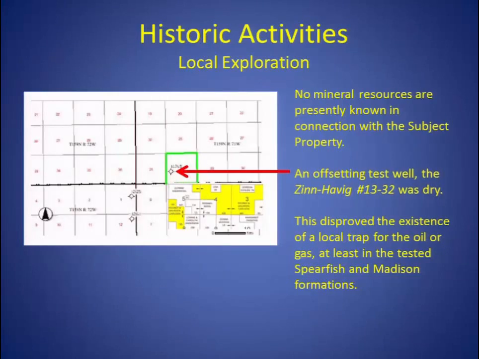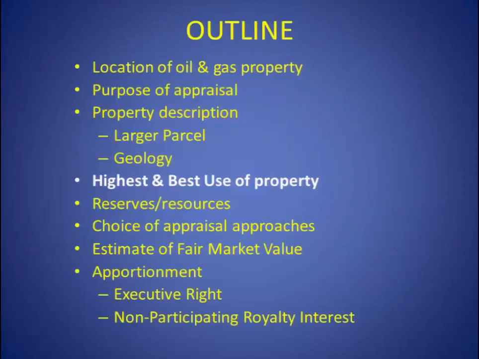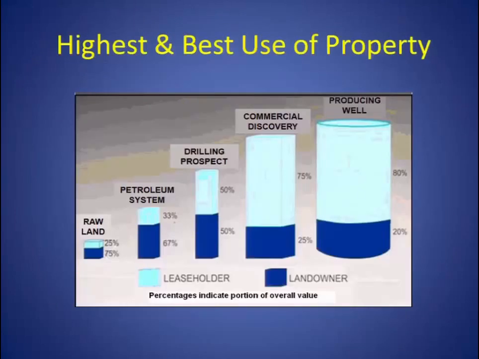Now, what does this do? Well, at least that does tell us that there's a possibility for a petroleum system. We have the Bakken and the Three Forks, and we have the Spearfish and possibly some Madison formation, even though this particular property does not have much potential, at least as was known about 10, 15 years ago. So what's the highest and best use? And you've seen this before.